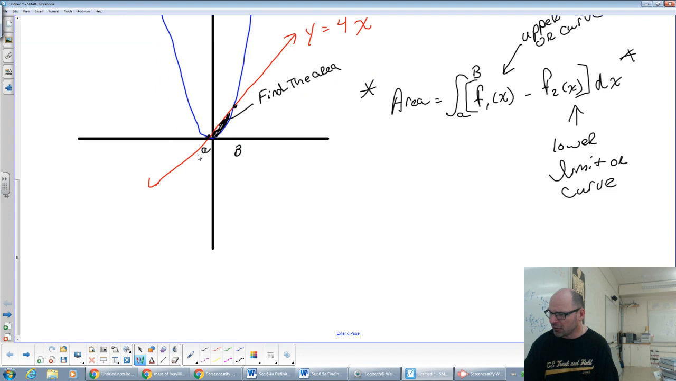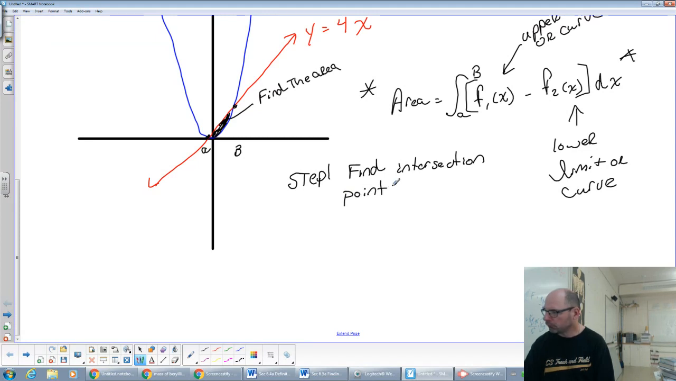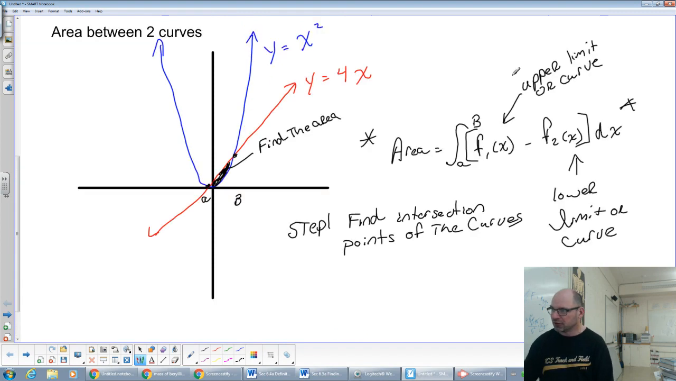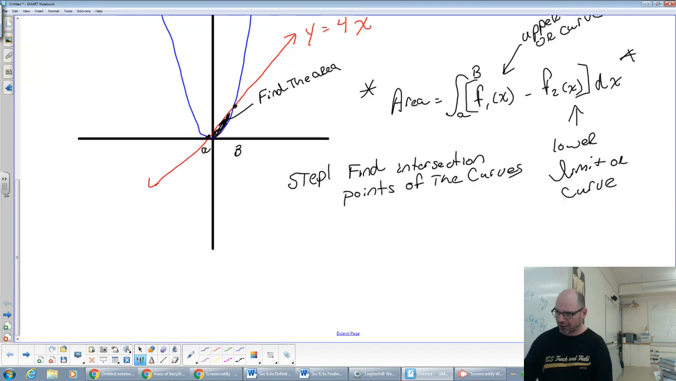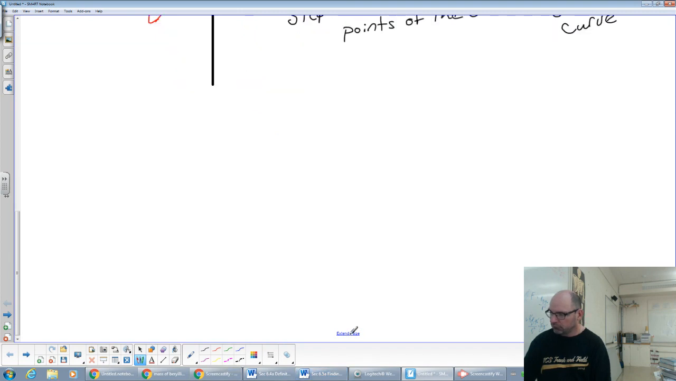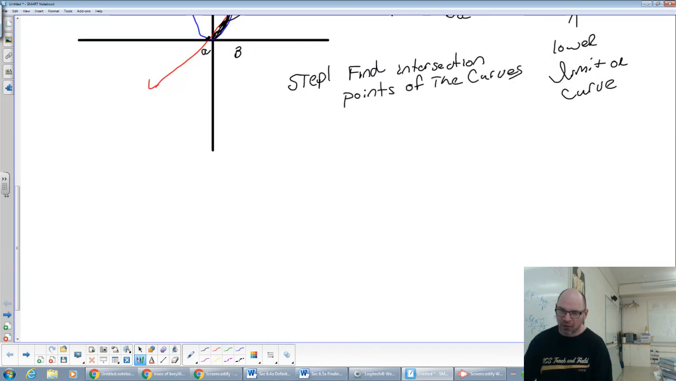So first step, always step one, is to find the intersection points of the curves. Okay, so that means that they're both going to be equal to each other. So that means in our case, x squared is going to equal 4x. Okay, so that's what we're going to do.